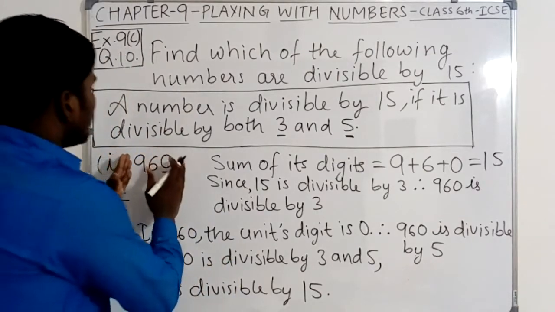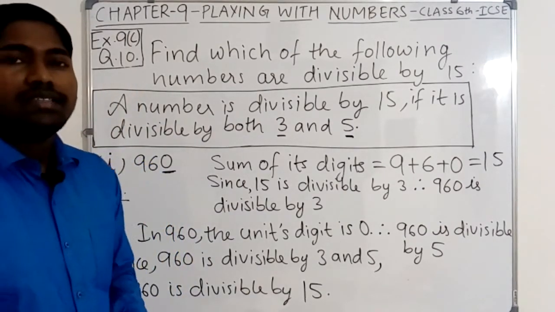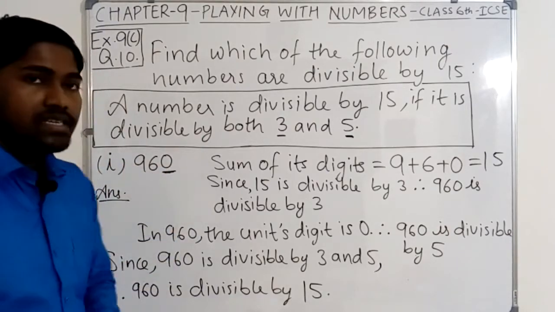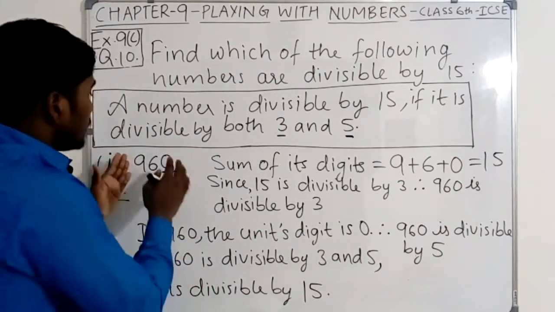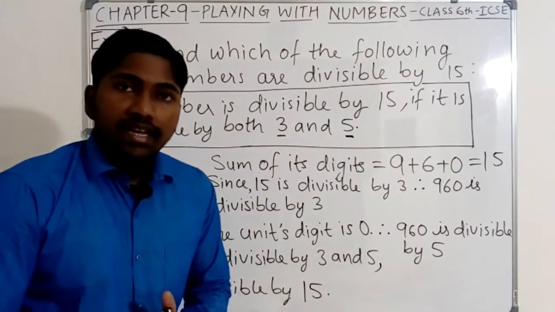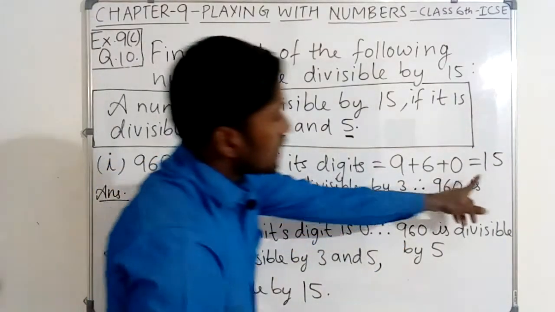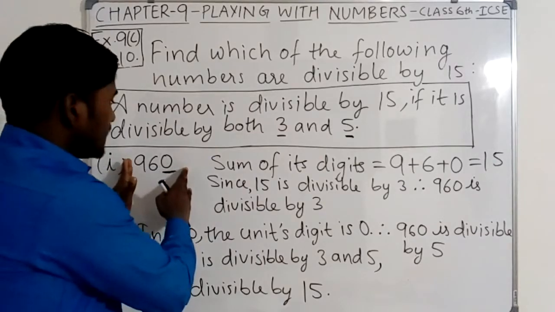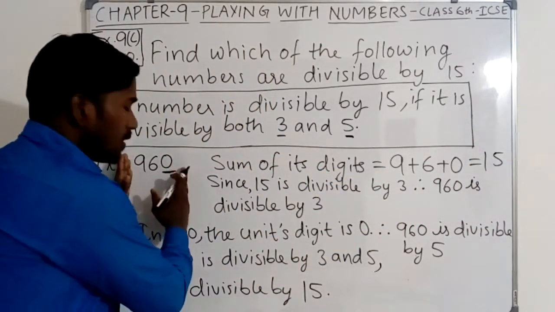Again see here, we have to check whether this number is divisible by 15 or not. We have to check whether 960 is divisible by 15 or not. If it is divisible by 3 and 5, then it will be divisible by 15. So we have to check whether this number is divisible by 3 and 5 or not. First we will find whether it is divisible by 3 or not. For that, according to the rule, we have to add all its digits. Then we have to see whether the sum that comes is divisible by 3 or not. So here see, sum of its digits is equal to 9 plus 6 plus 0. What is the sum? 15. So we have to check whether this 15 is divisible by 3 or not. It is divisible, it means this is divisible by 3. 15 is divisible by 3, 3 fives are 15. So it is divisible by 3. It means this number is divisible by 3.